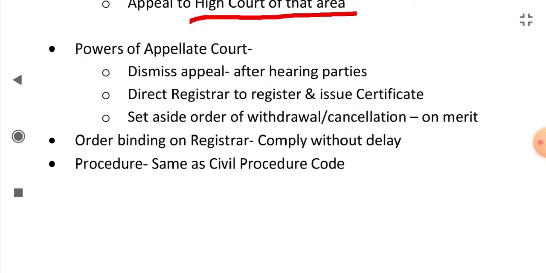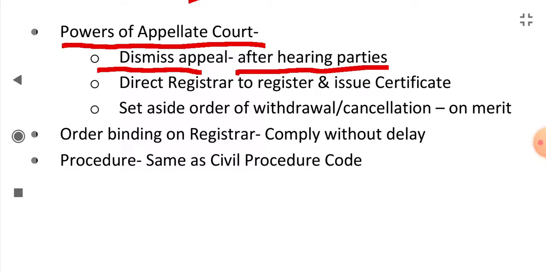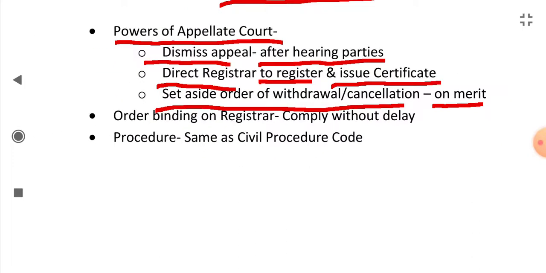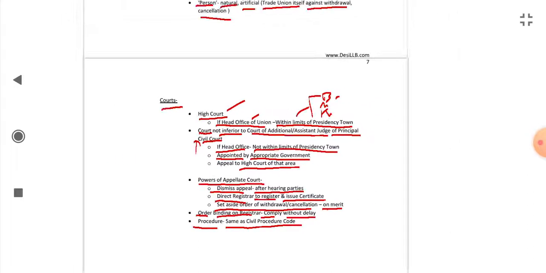What are the powers of the appellate court? The powers of these courts are: either the court will dismiss the appeal after hearing the parties, or it will direct the registrar to register and issue the certificate of registration, or it will set aside the order of withdrawal or cancellation on merit. This order is binding on the registrar. He has to comply with it without any delay. The procedure followed by these courts is the same as the civil procedure code. So this was appeal.